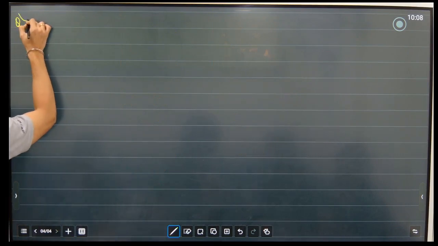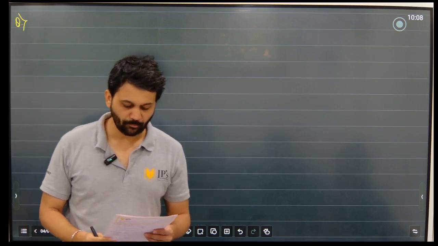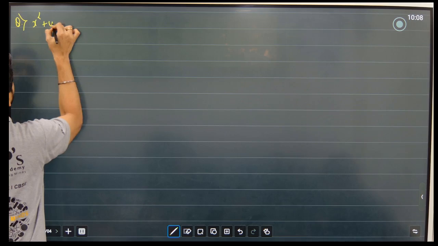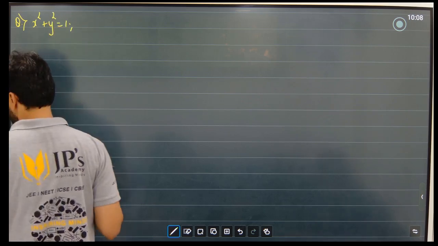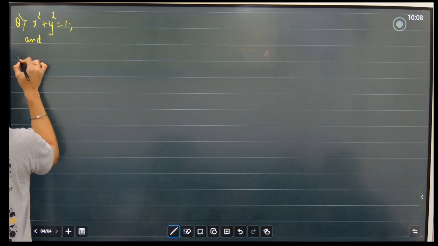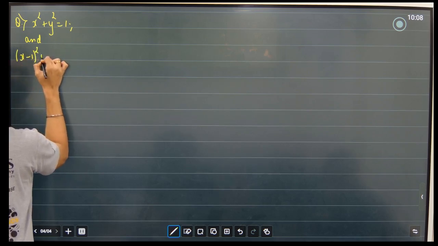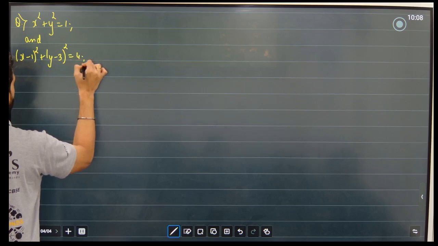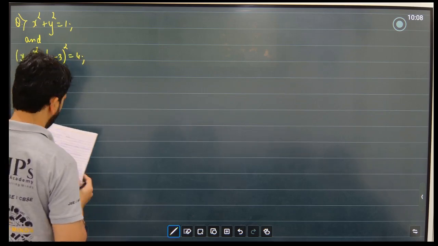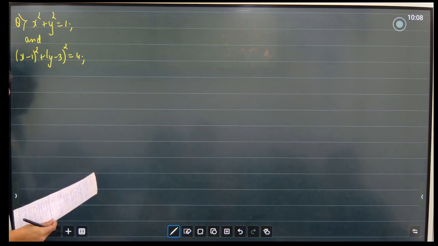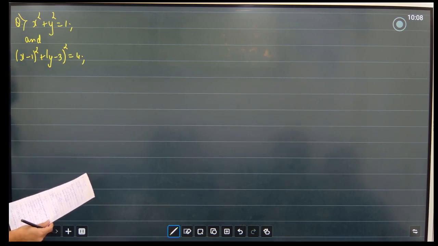Question. Find all common tangents to the circles x square plus y square is equal to 1 and x minus 1 the whole square plus y minus 3 the whole square is equal to 4. Okay.